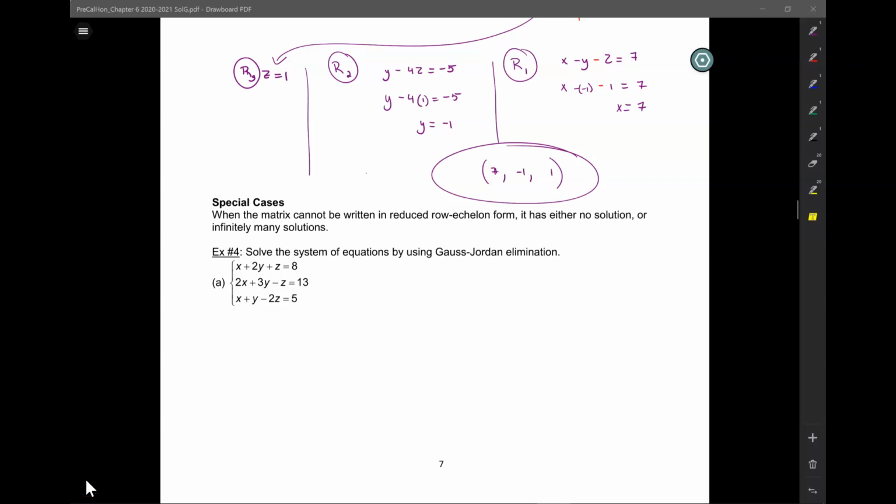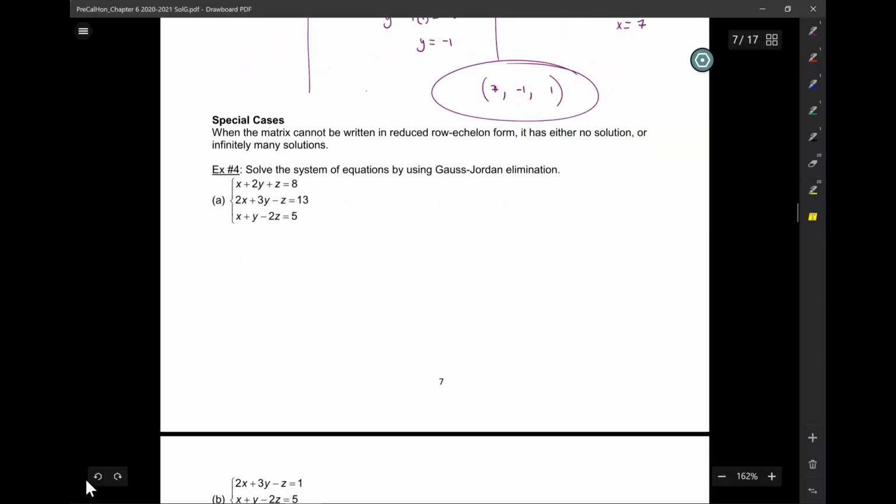Okay, so we are going to continue with solving systems of equations using matrices. Today we're going to talk about some special cases. Let's take a look at this first system of equations here. First, we're going to put it in our matrix. So you get 1, 2, 1, 8, 2, 3, negative 1, 13, 1, 1, negative 2, 5, and of course that's an augmented matrix, right?